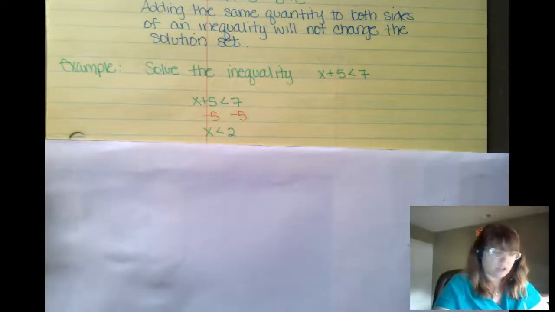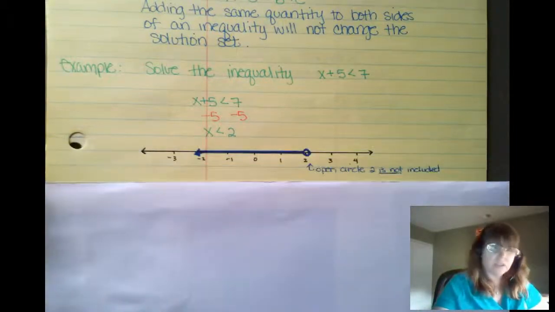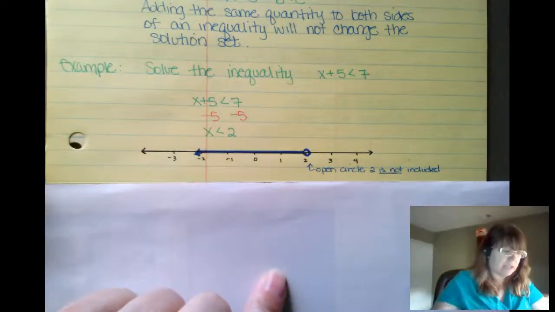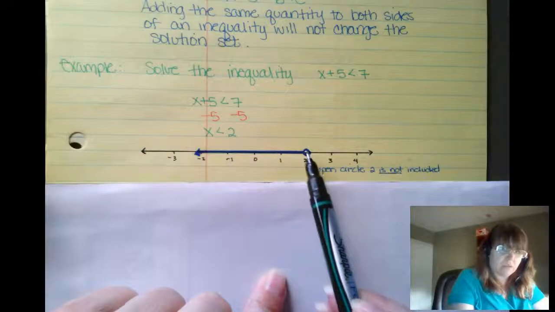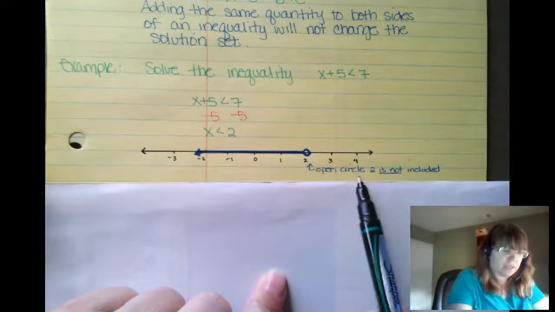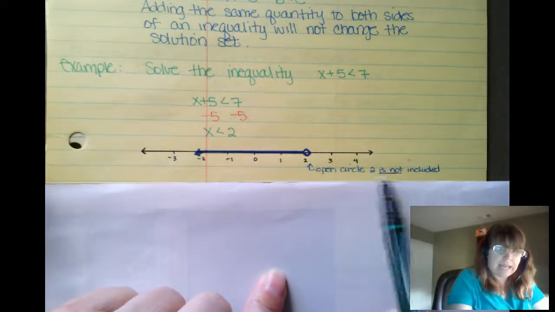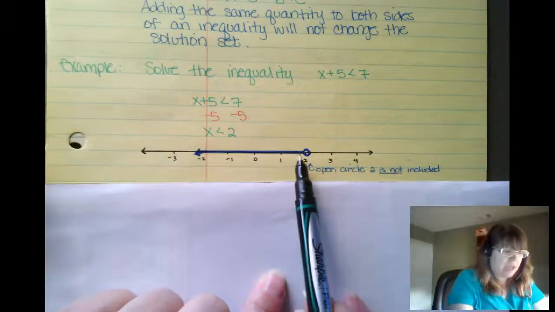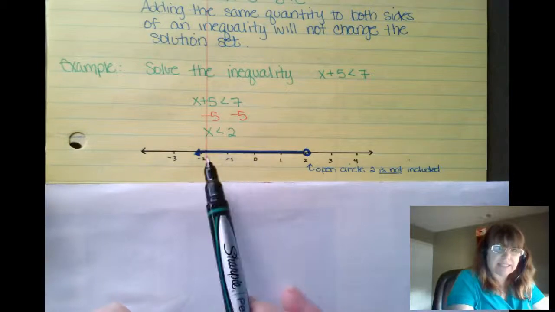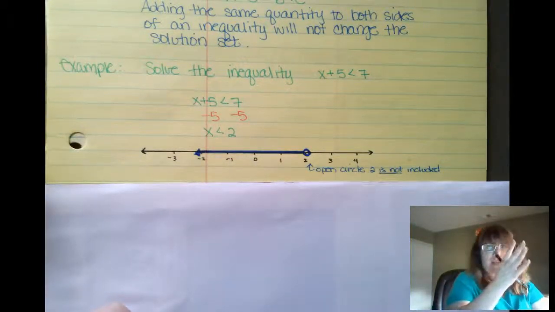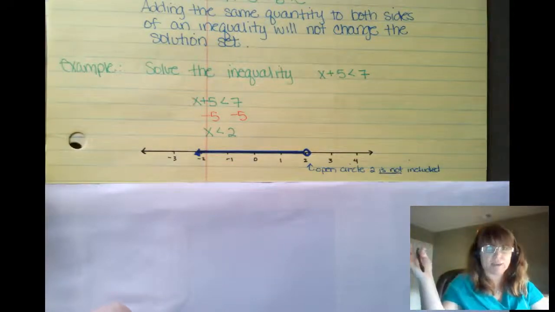But what does that look like on a number line? If I have this number line, I'm going to put a circle around 2. It is an open circle because 2 is not included. And then I'm going to draw a line to the left because it's less than 2, with an arrow because it's everything less than 2. Not just up to negative 2, it's everything less than 2.